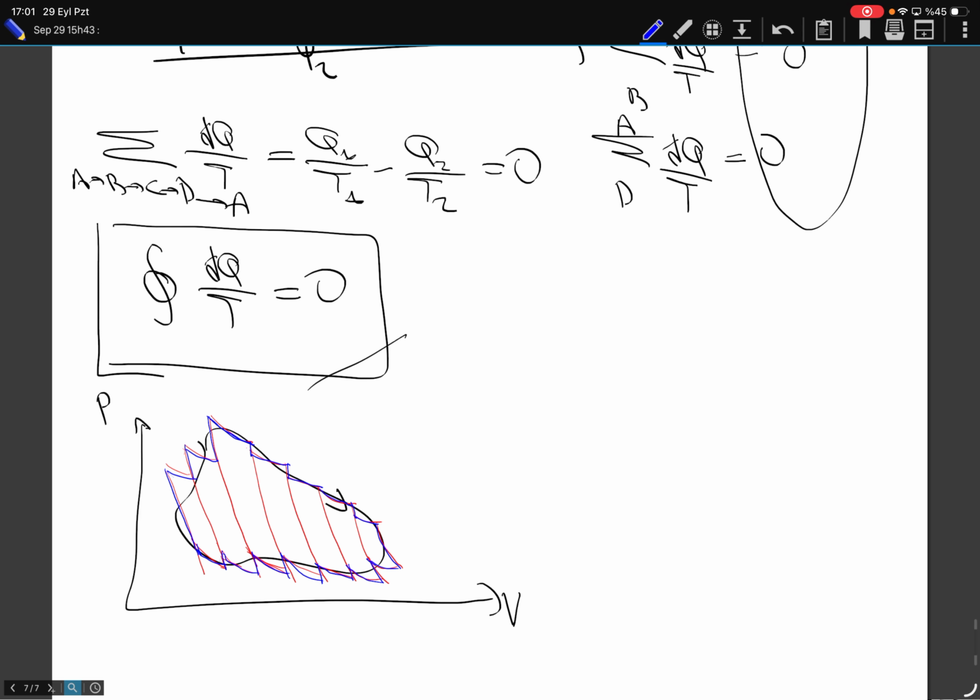You see that blue line almost follows my arbitrary path. If I choose smaller and smaller Carnot engines, thinner and thinner, then that blue line will exactly follow my arbitrary loop. Are you convinced?